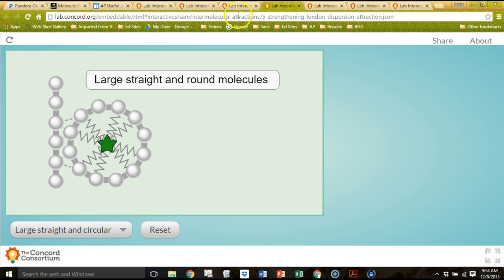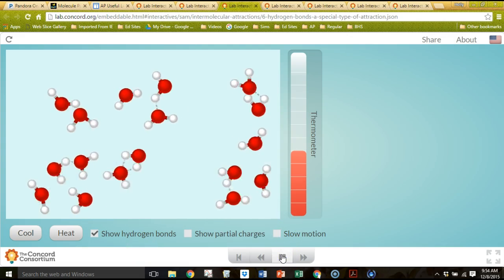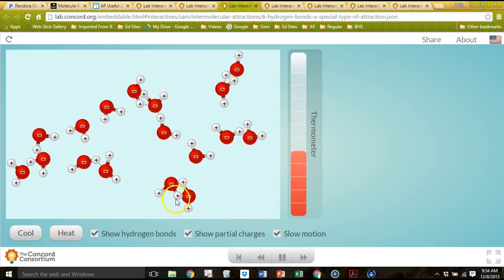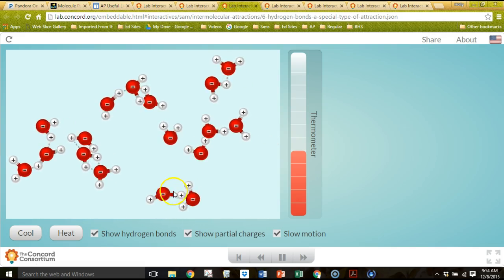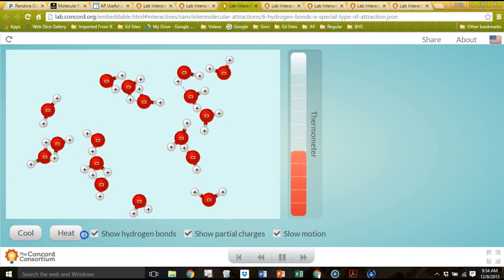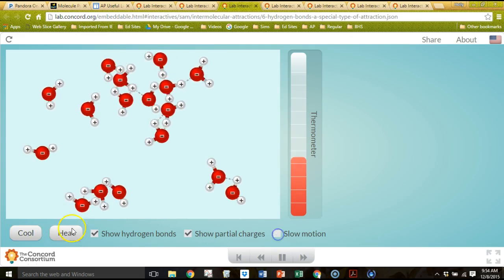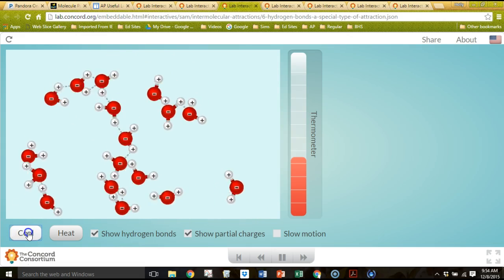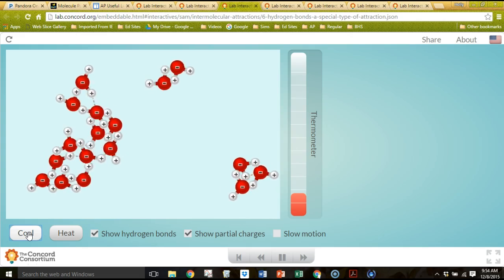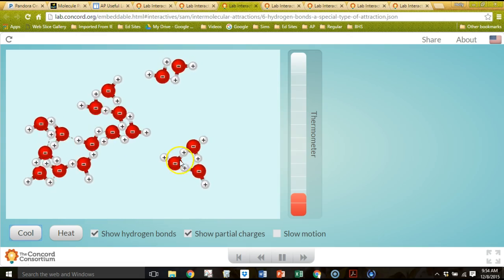Next simulation, we are looking at hydrogen bonding. So again, when we start this out, notice the hydrogens, or the white, they're partially positive. They attract to the partially negative on oxygen in the neighboring molecule. Notice that as we cool these down, take it off slow motion, as we cool them down, again, we talked about the fact that particles will move slower, and they start to align themselves and slow down and stick together because of those attractive forces.